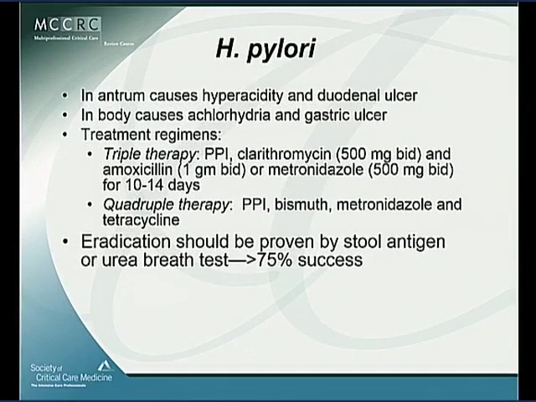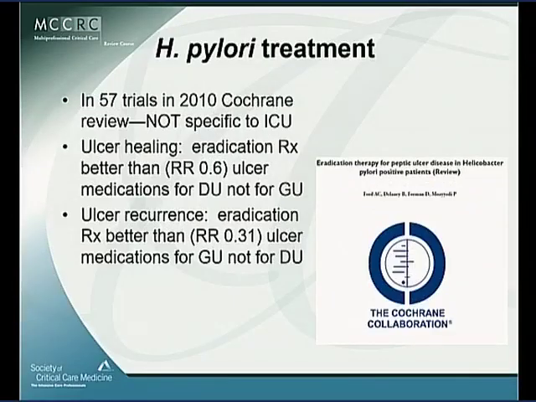So in the antrum, it causes hyperacidity, which promotes duodenal ulcers. However, interestingly, if you drop H. pylori in the body of the stomach, you're actually going to cause achlorhydria and a gastric ulcer. As you know, there are strategies for using either triple or quadruple therapy, and I've put the agents there. And you certainly should prove that you've eradicated the agent before discontinuing your therapy.